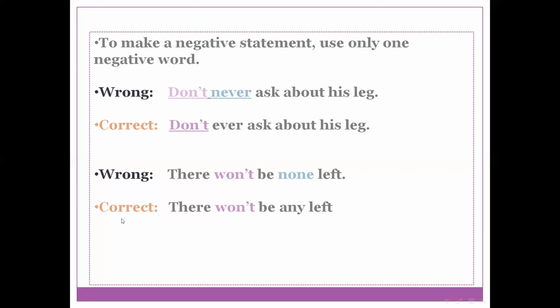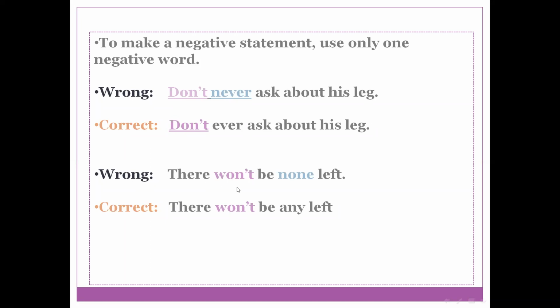So here, girls, in the wrong sentence, we have two negative words, don't and never. Never is negative and don't is negative. We have to use only one in the sentence or the sentence will be wrong. Now the correct one, look, don't ever. We replace the word never with ever. So instead of writing don't never, we will say don't ever. Ever is positive and never is what? Negative. Clear? So we should not put two negative words together.